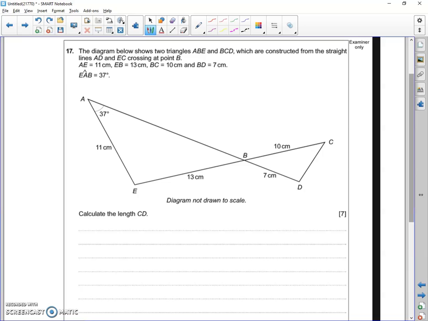Sine rule needs pairs, and we do have a pair there, and then we've got a partial pair there with the 11. So we're going to start with the sine rule on the left. We can't do anything on the right triangle, we haven't got enough information yet. So if we put our half pair first, we're working out an angle, so angle's on the top, so sine B over 11, that's one pair, is equal to sine 37 over 13.